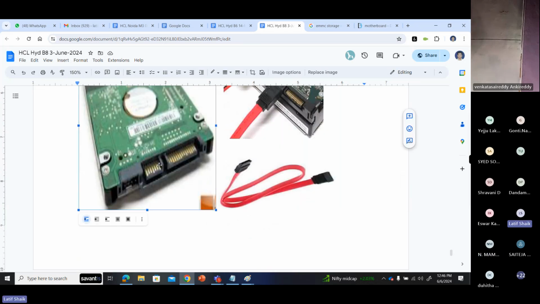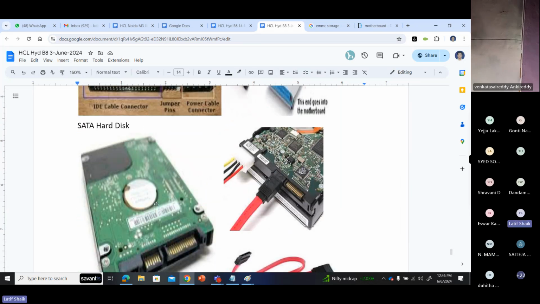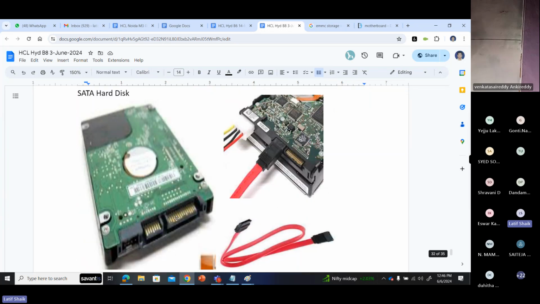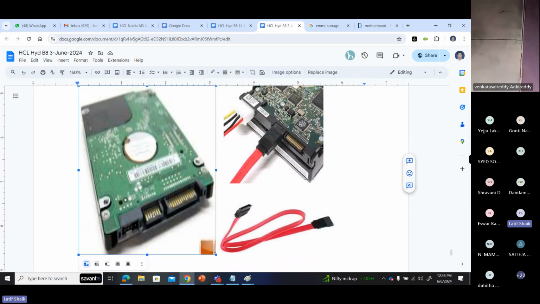This is a SATA type of hard disk. SATA, serial advanced technology attachment, is a serial type. Seven pins are there and we use a single wire to connect it. This is a data connector. We use this type of cable. One side of the cable will connect here and the other side will go to the motherboard.